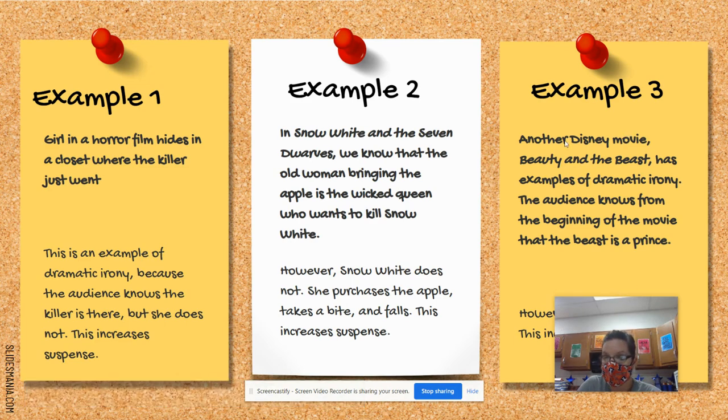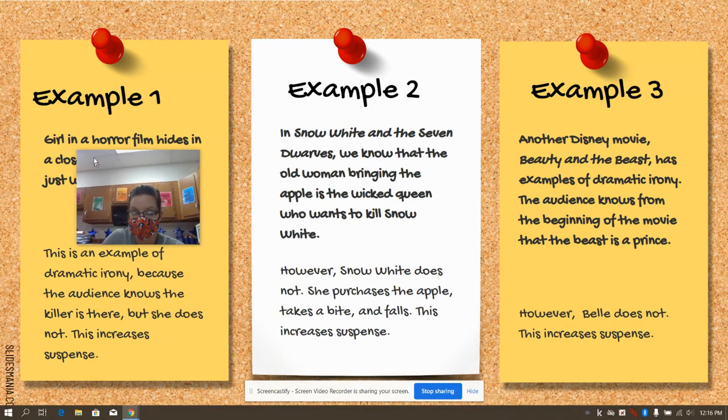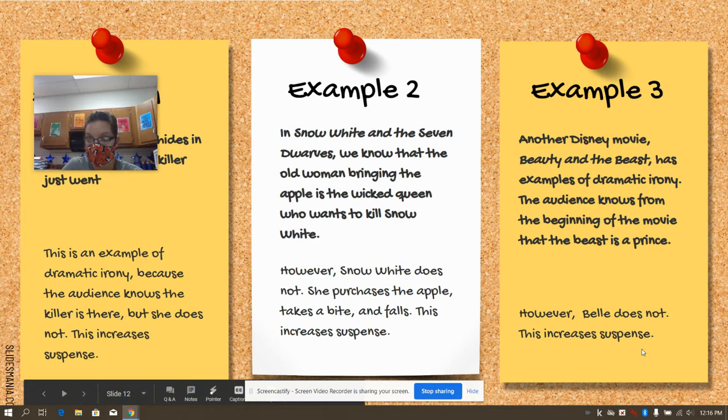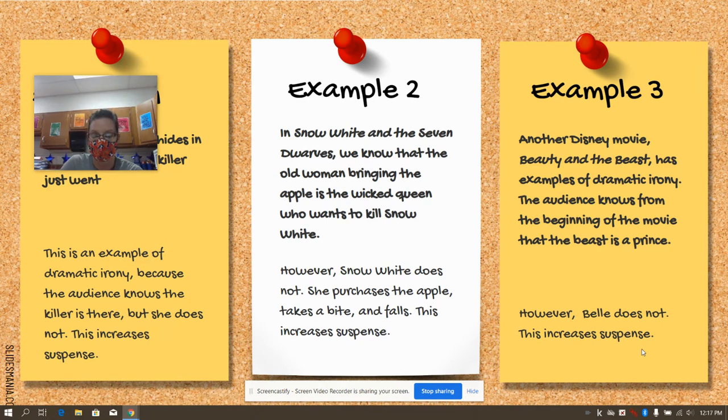Example 3, another Disney movie, Beauty and the Beast, has examples of dramatic irony. The audience knows from the beginning of the movie that the Beast is the prince. However, Belle, the character, does not. So again, this creates suspense in the movie because we're waiting for her to figure this out or for the clues to become known to her. So these are all examples of dramatic irony that either increase suspense or increase humor.